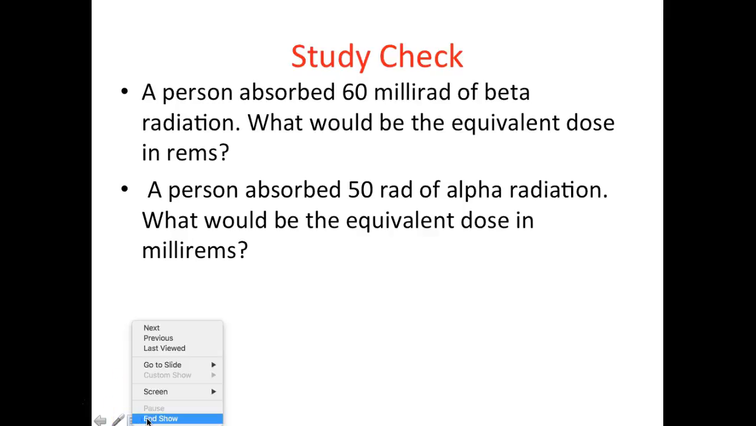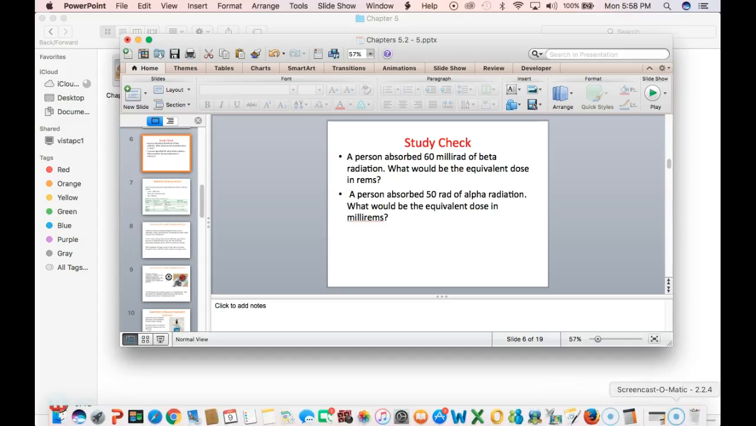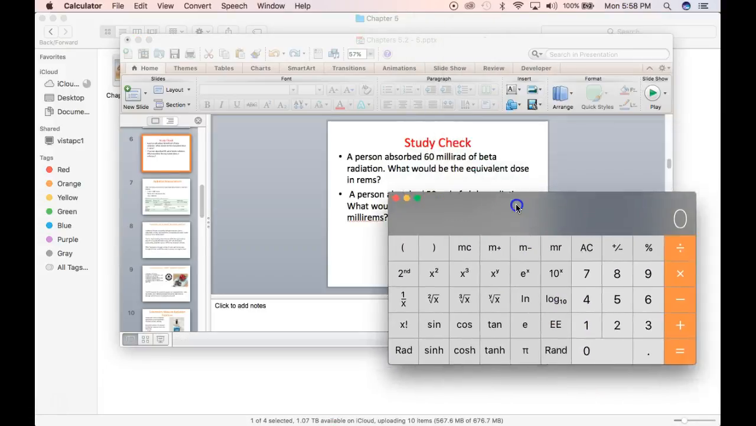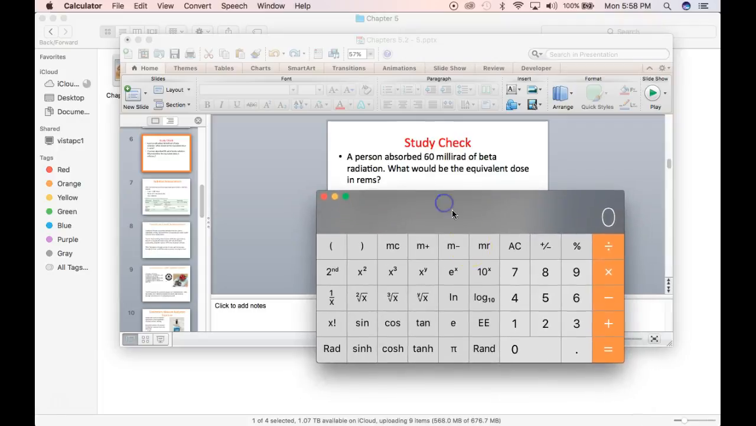We'll have to convert the millirems to rems. You have 60 millirems, and 1 rem is 1,000 millirems. So you have to then divide this by 1,000.